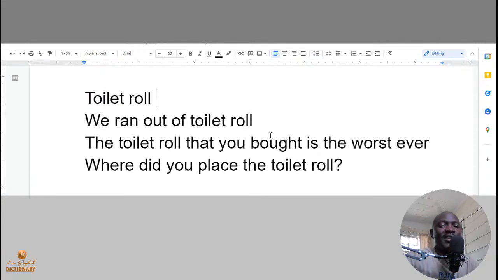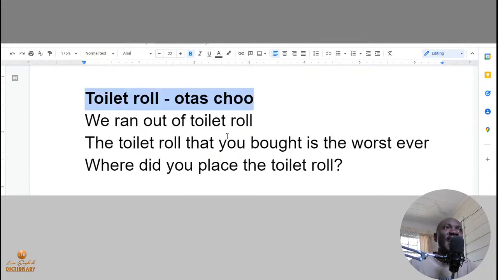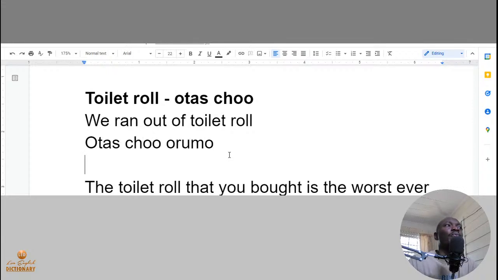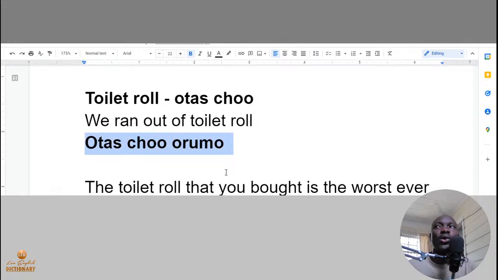Toilet roll or tissue paper is called otascho. So that's called tissue paper. Otascho. Tissue paper. So we ran out of toilet roll. Otascho orumo. We ran out of toilet roll. Otascho orumo.